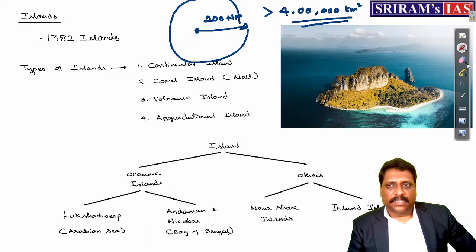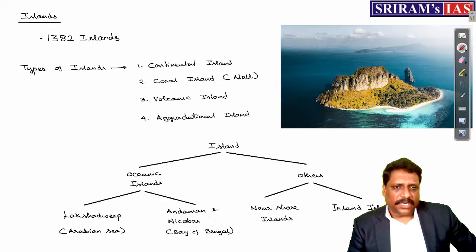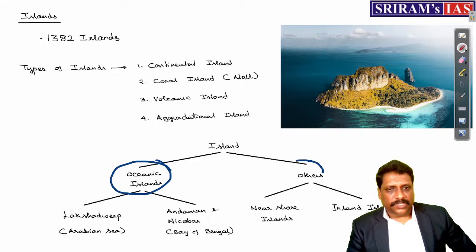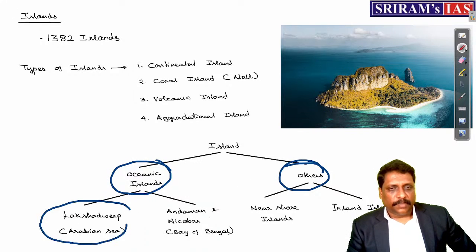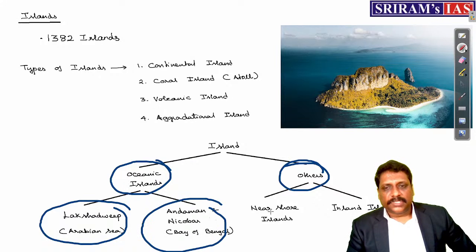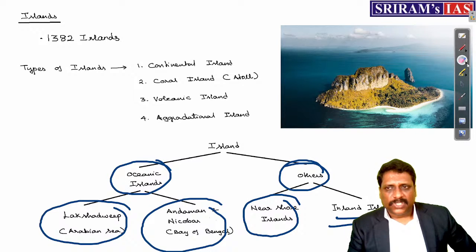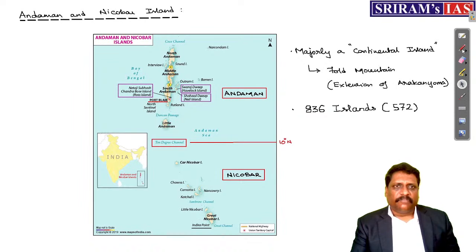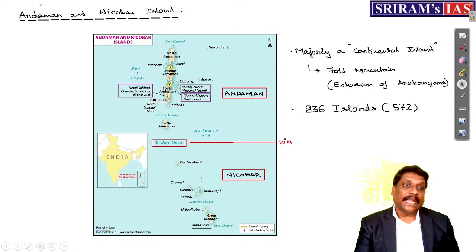Right? Having said that, my dear friends, just for our understanding or simplicity, we can classify these Indian islands as oceanic islands and others. Oceanic islands like Lakshadweep, Andaman and Nicobar Islands, some of the nearshore islands, and inland islands. Okay. So, quick facts about these islands. I'll start with Andaman. See, every time I call them what? Andaman and Nicobar Islands.